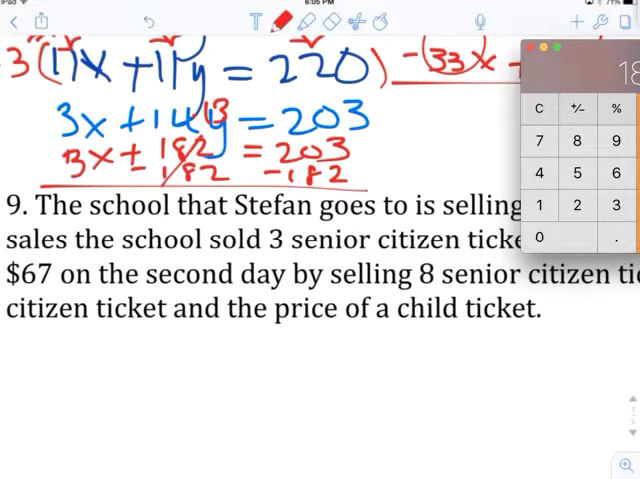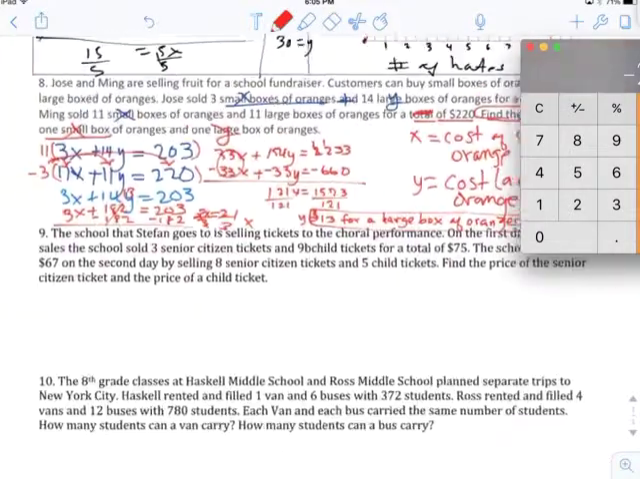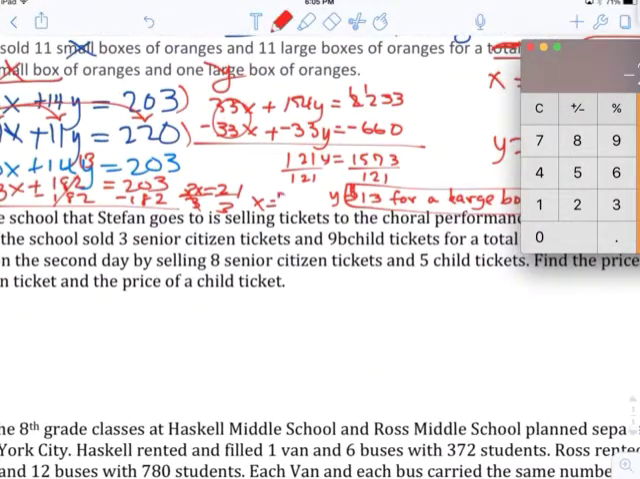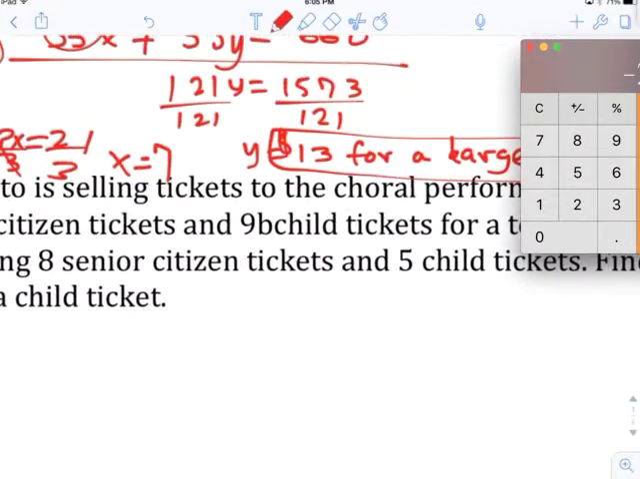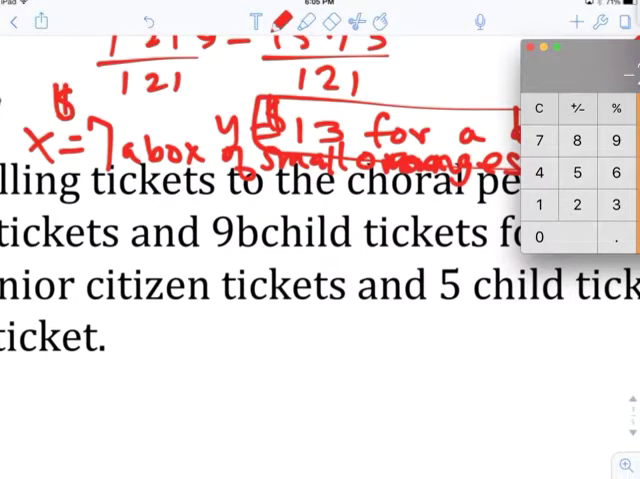Okay. Should get a positive 21 equals 3x. Divide by 3. X is 7. 7, what does 7 mean? Okay. X equals 7. 7 is $7 for a box of small oranges. Oranges, okay? Okay.